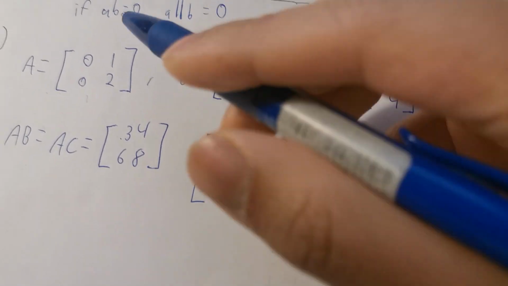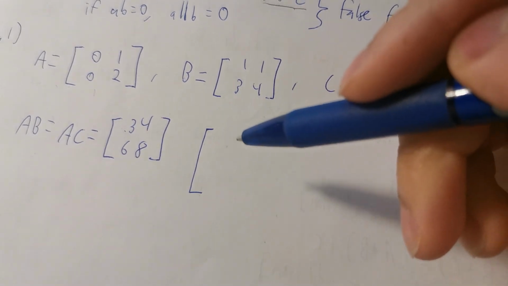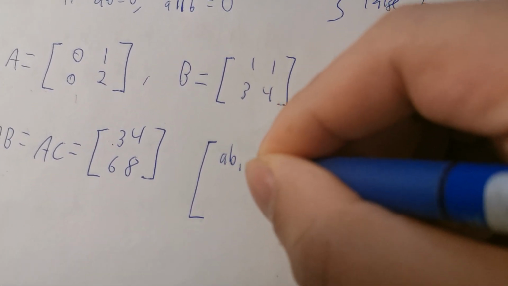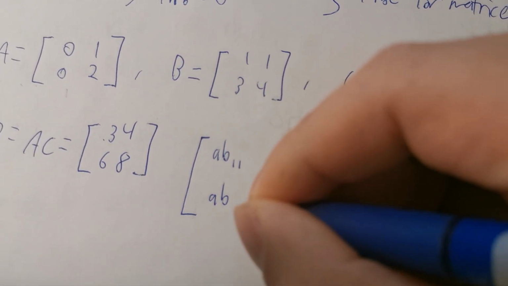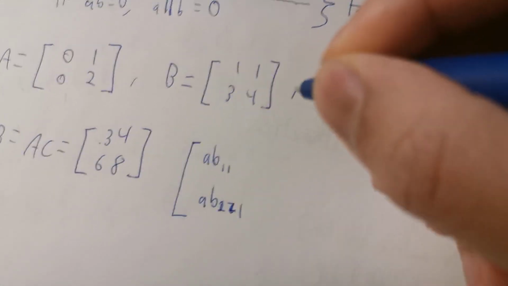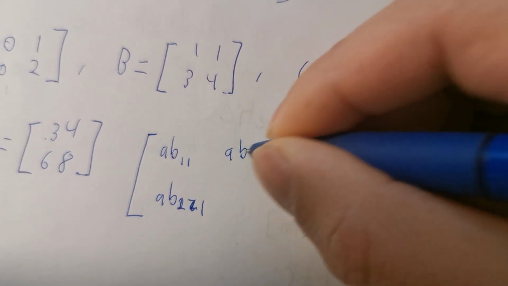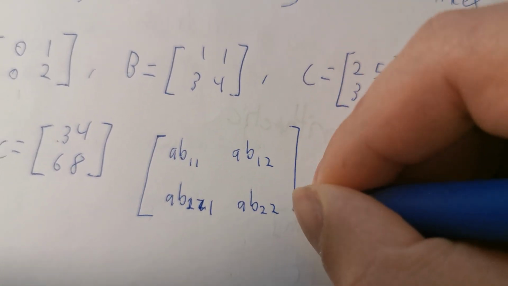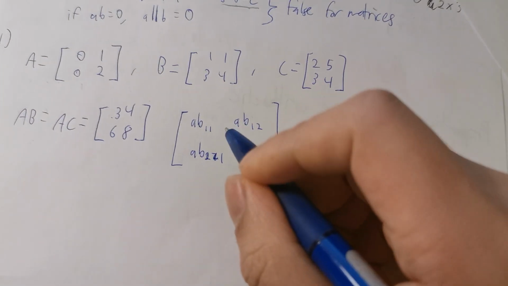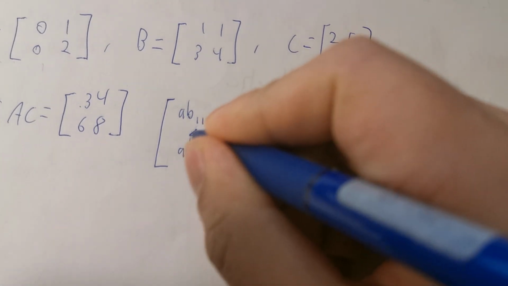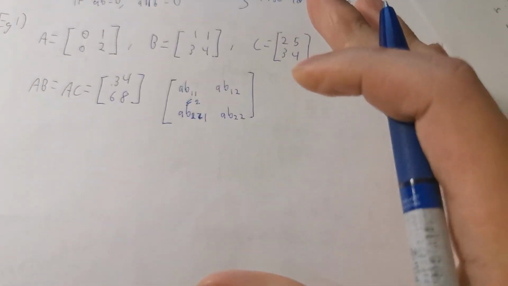A times B will be, remember it takes, so this is what, AB1, 1, AB, I think it's 2, 1, AB1, 2, and AB2, 2, right? So this is the first one, the I is the row, and the second one is the column.